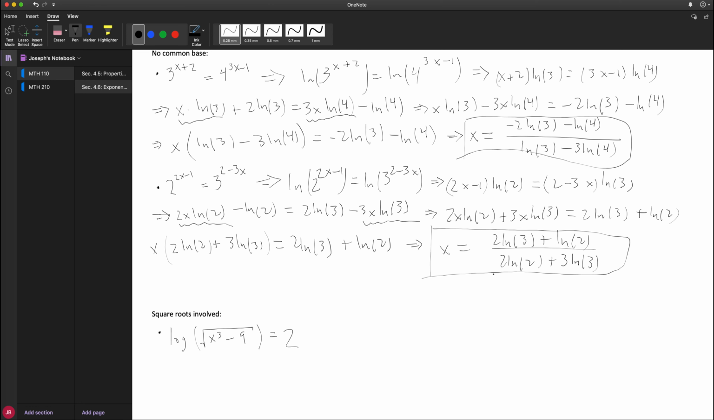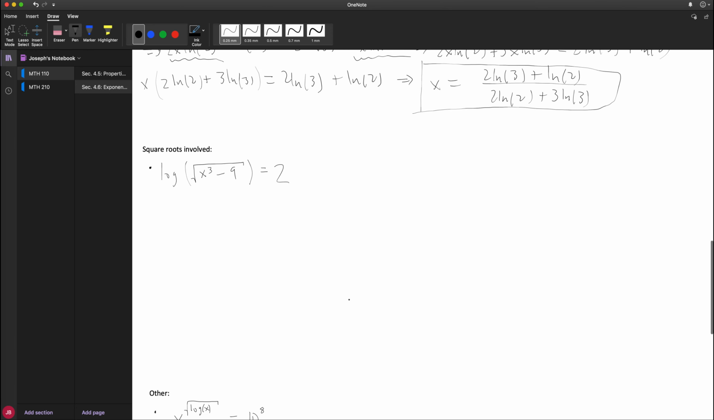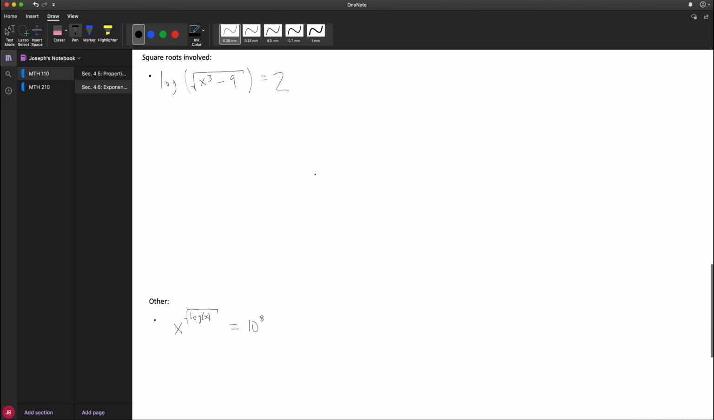Okay. Next type of problem you'll see on the worksheet especially is where you have square roots involved. And so what we're going to do is rewrite this as the log of (x cubed minus 9) all to the 1/2 power. That's what a square root is, which I can bring now the 1/2 down, like so.